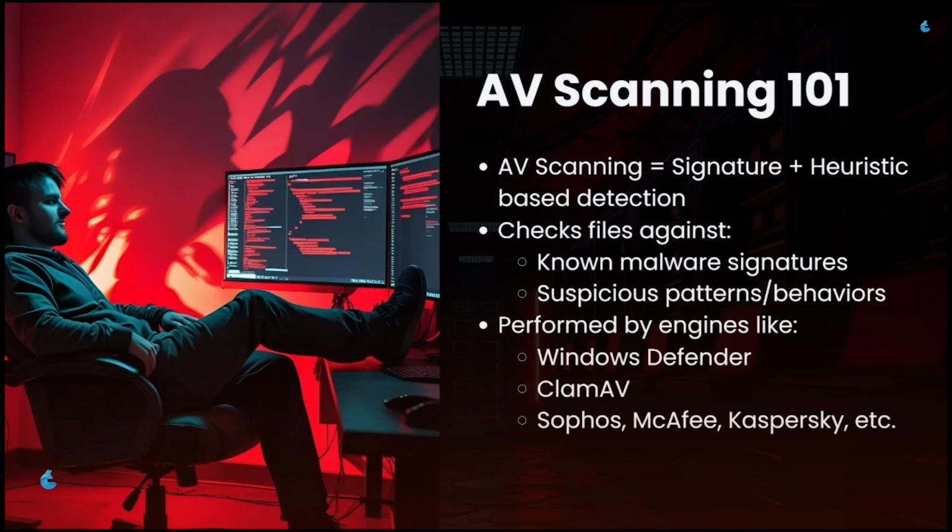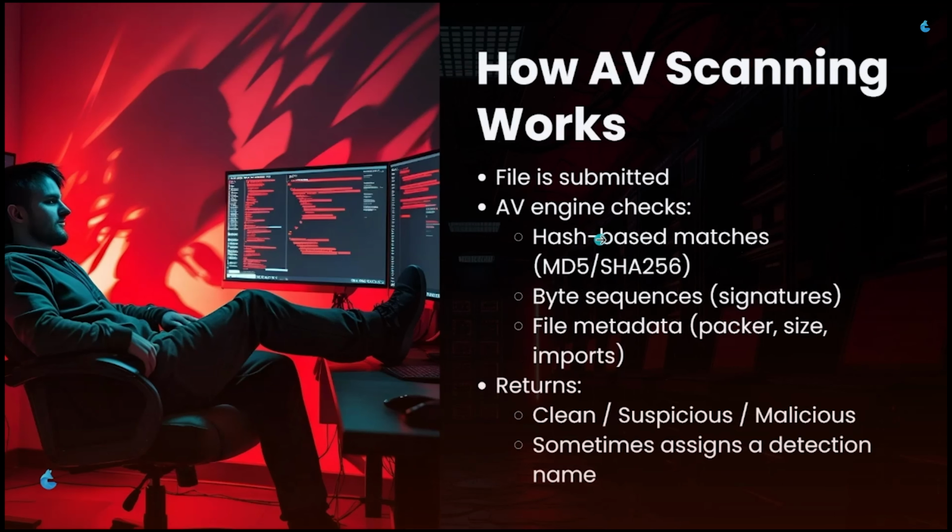So now we enter the antivirus scanning 101 part. Antivirus scanning is one of the fastest ways to detect known threats. It operates using signature-based detection, which searches for exact matches to patterns from known malware, and heuristic-based detection, which looks for behaviors or traits that are statistically likely to be malicious. This combination allows antivirus products to catch both previously known threats and some new similar-looking variants. Popular antivirus engines include Windows Defender, then we have ClamAV, Sophos, then we have McAfee and Kaspersky, etc.